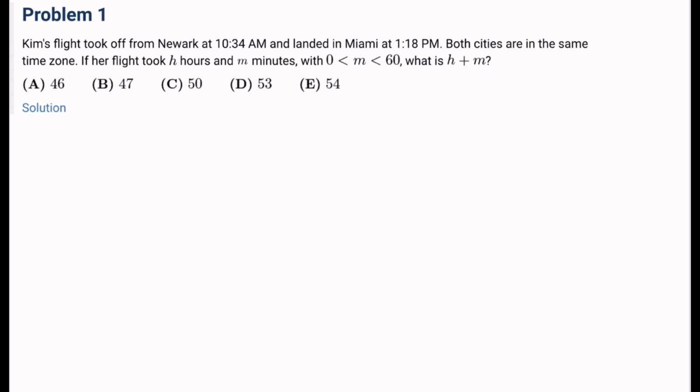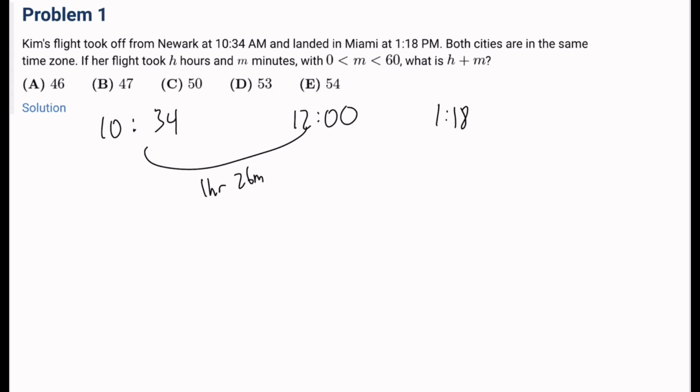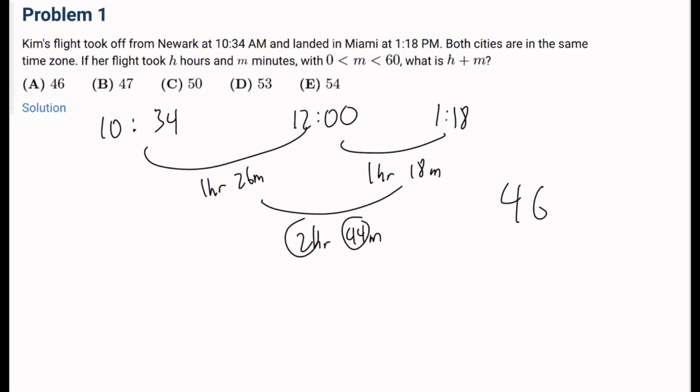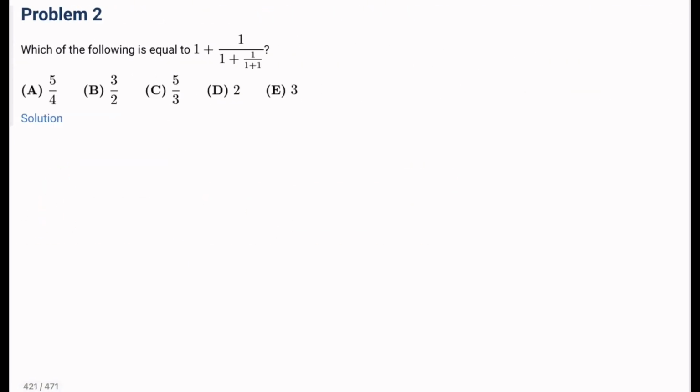An easy way to think about this is from 10:34 up to, let's say, midday, noon, and then from here to 1:18, right? This much, that is 1 hour and how many minutes? 26 minutes, and this is 1 hour 18 minutes, obviously. So those summed will be just 2 hours and 44 minutes, right? So it's 2 plus 44, that gives us 46, and that's the answer. It's A.